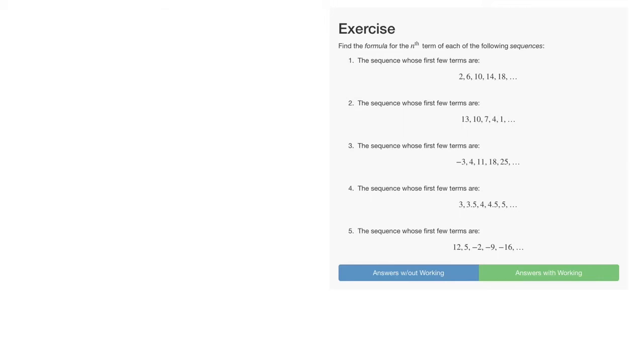We now correct the fourth question, this one here. And what I'll do to begin with is just copy out that sequence of numbers at the top here. So we have 3, 3.5, 4, 4.5, and 5. And we need to find the formula for the nth term of this sequence.